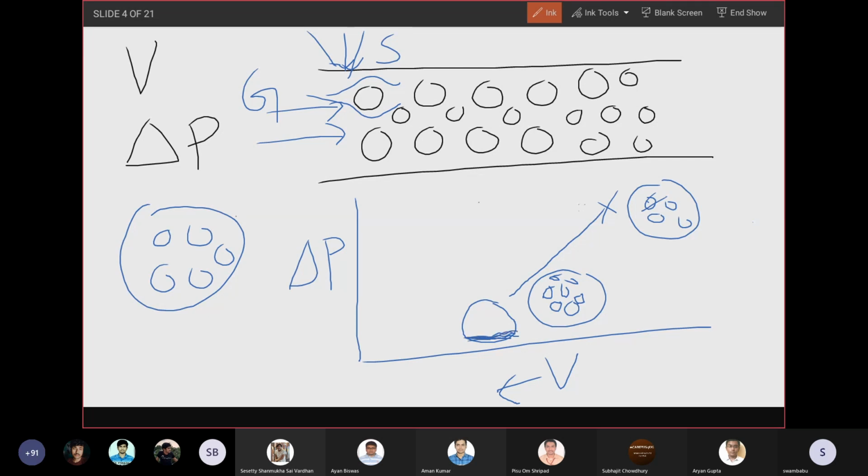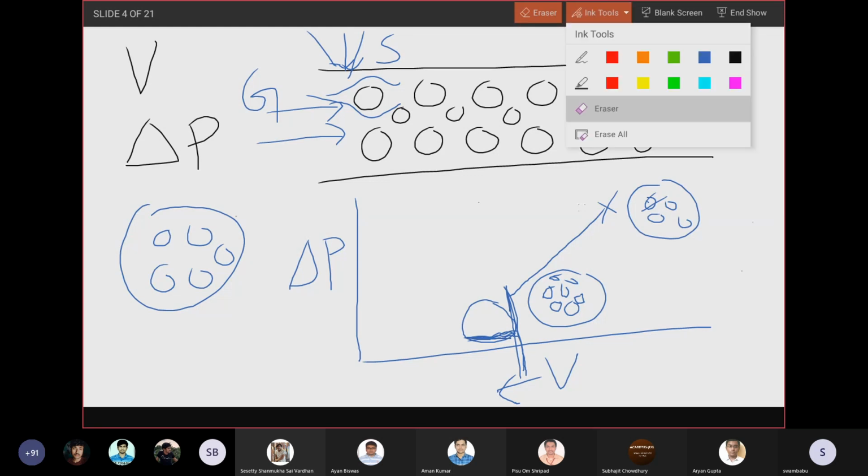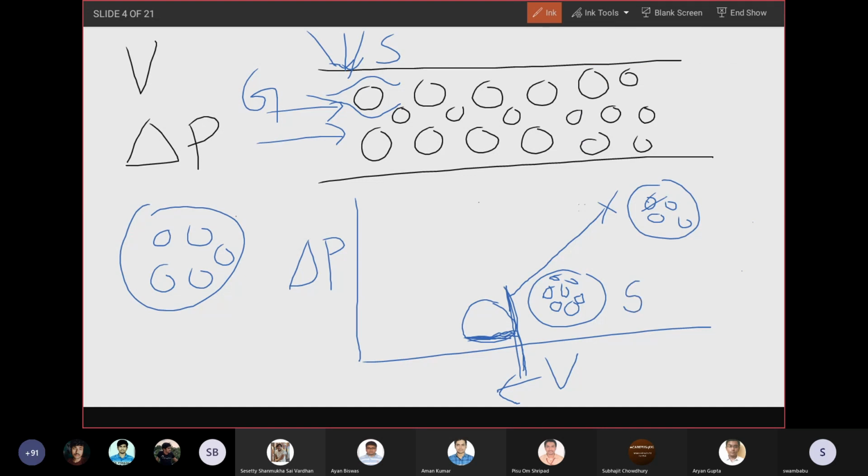That state, the starting point at which the particles tend to settle, space is not sufficient. That state is called saltation. S-A-L-T-A-T-I-O-N, saltation.